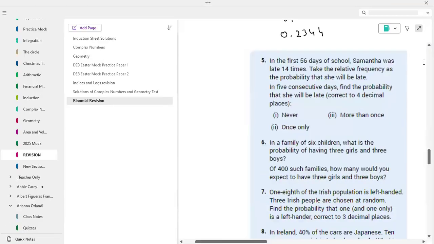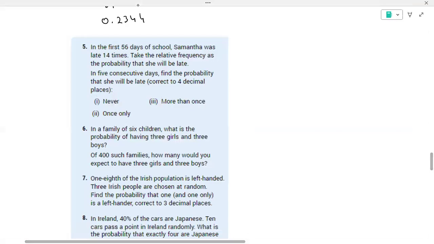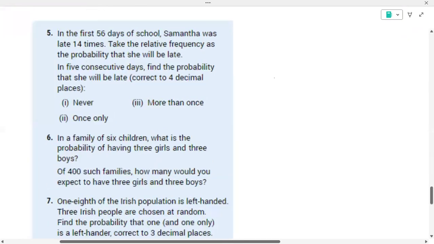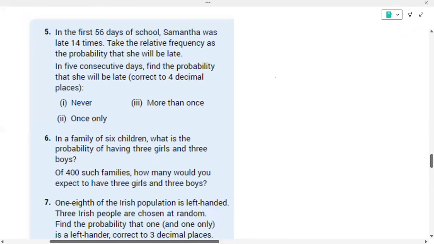So we'll just have a look at a few more and then some variations on that. In the first 56 days of school, Samantha was late 14 times. So when we talk about her being late, it's 14 out of 56 days. Take the relative frequency as the probability she will be late.